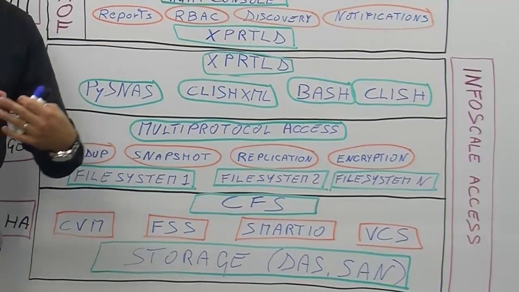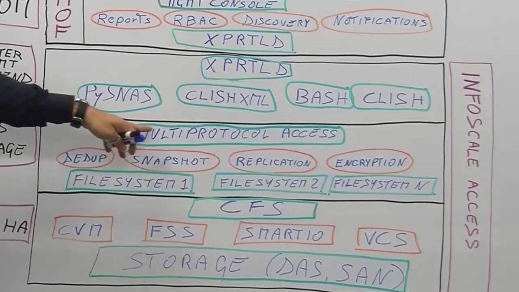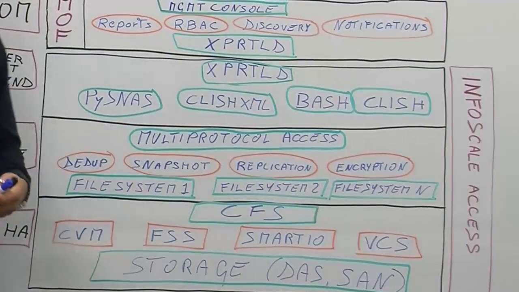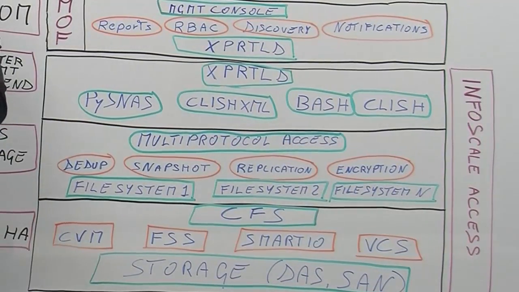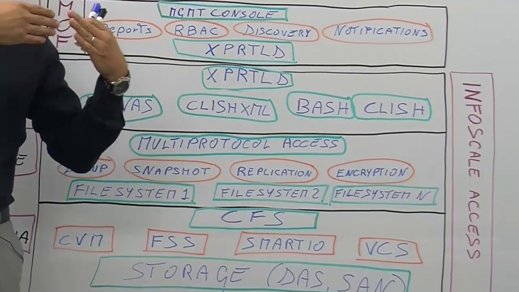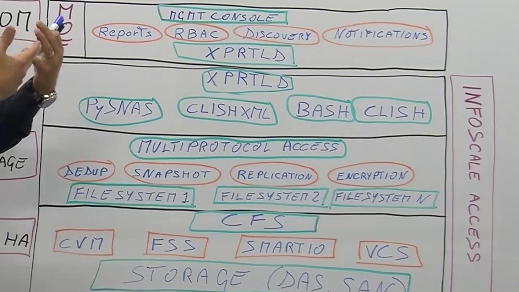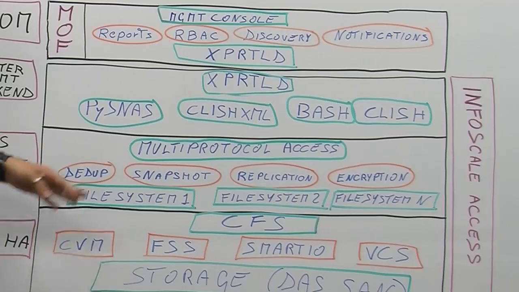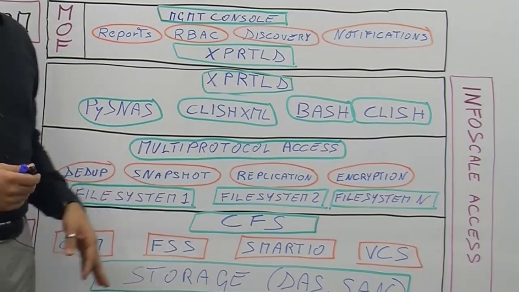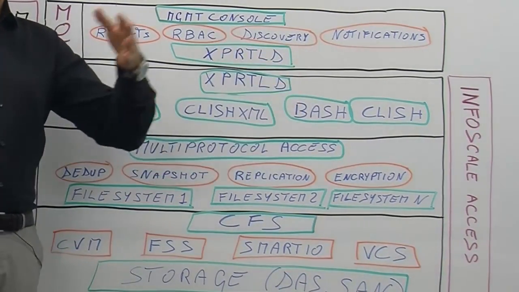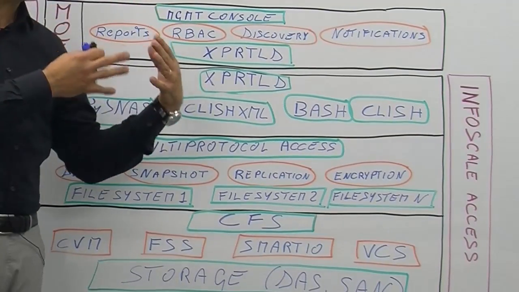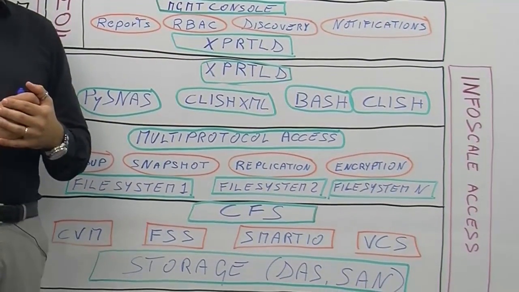We will create shares, we will provide the multi-protocol access to the shares, and we will manage the top premium features that InfoScale Enterprise offers to InfoScale Access. The deduplication, snapshot, replication, encryption, and once again, they are provided natively and locally in the InfoScale Access cluster.